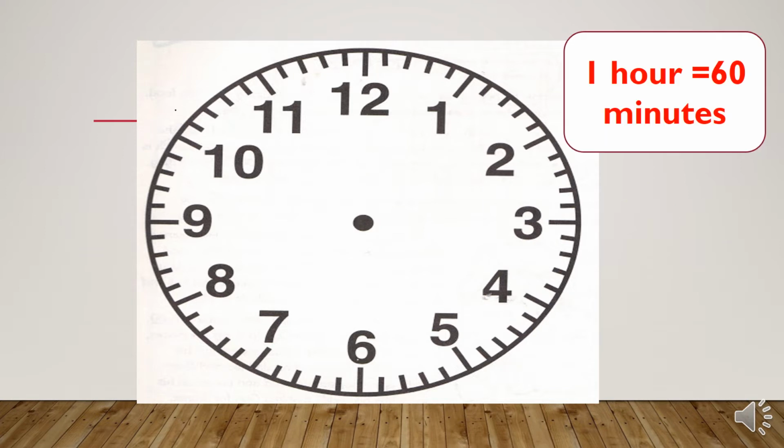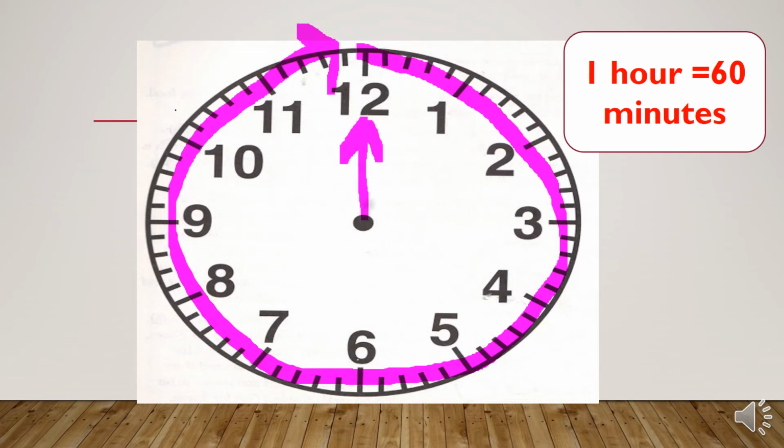So I need to know what is the difference between 1 hour and half hour. When I say 1 hour, I mean that if I start at 12, then the minute hand moves starting from 12 till it reaches 12 again. This means that I completed 1 full hour. So 1 full hour equals 60 minutes. So please put this in your mind that when I say 1 hour, I mean 60 minutes.